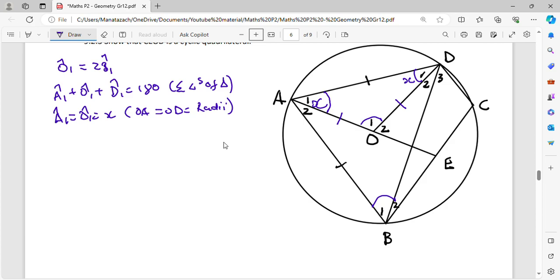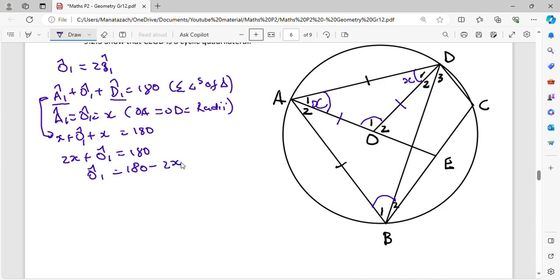Okay, so we can go back to what we've written there. Let's just continue that part here. Therefore, we can replace both A1 and D1 by x. A1 will be replaced by x, likewise with D1. Then we'll have it's equal to 180. So we can say here 2x plus O1 is 180. Then you can comfortably write O1 as 180 minus 2x.